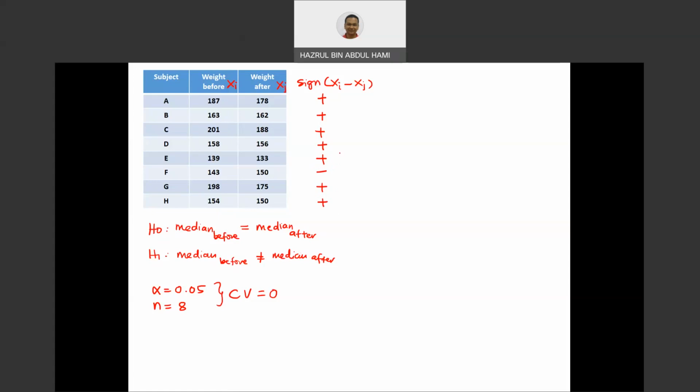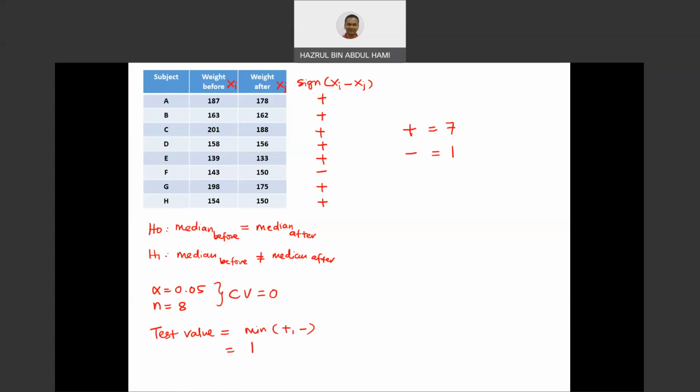Based on these signs, we have to determine the number of positive signs and the number of negative signs. The number of positive signs is 1, 2, 3, 4, 5, 6, and 7. And the total number of negative signs is only 1. So the test value is the minimum between positive and negative. The minimum between 7 and 1 is 1. So this is our test value.